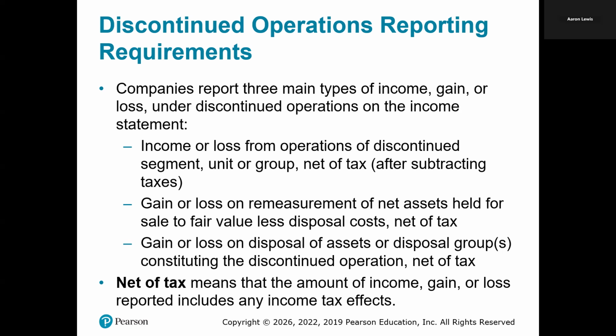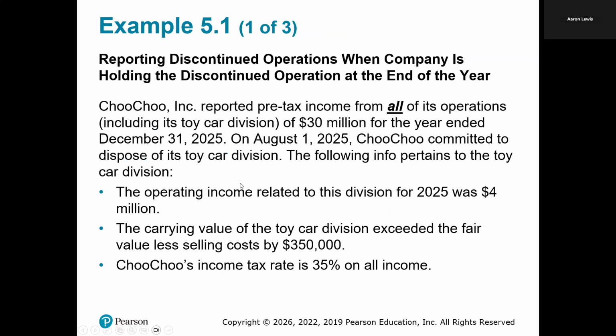So the three elements are basically how profitable or unprofitable was the segment, and in here, what type of gains or losses are we incurring collectively between these two on the disposition of all the assets that were used by that discontinued segment. And when you report all of these, you report them net of tax. Basically, you account for what your going tax rate is and how these elements, the income, gains, or losses, would have affected the amount of tax that you had to pay. So let's put this into practice on the next slide.